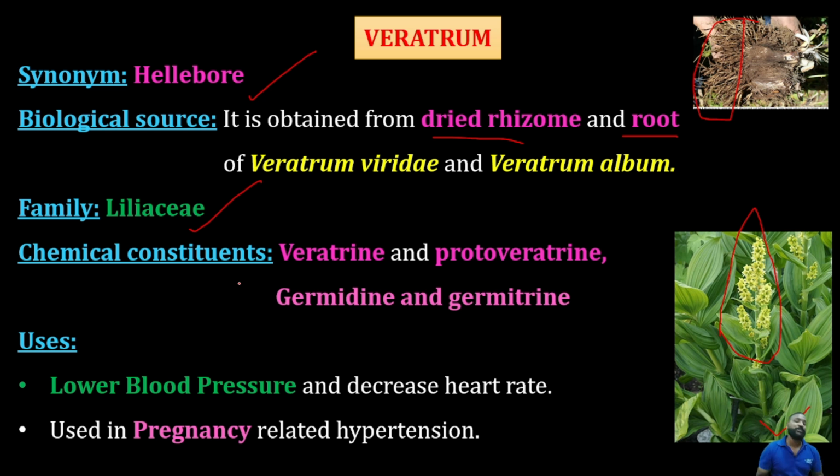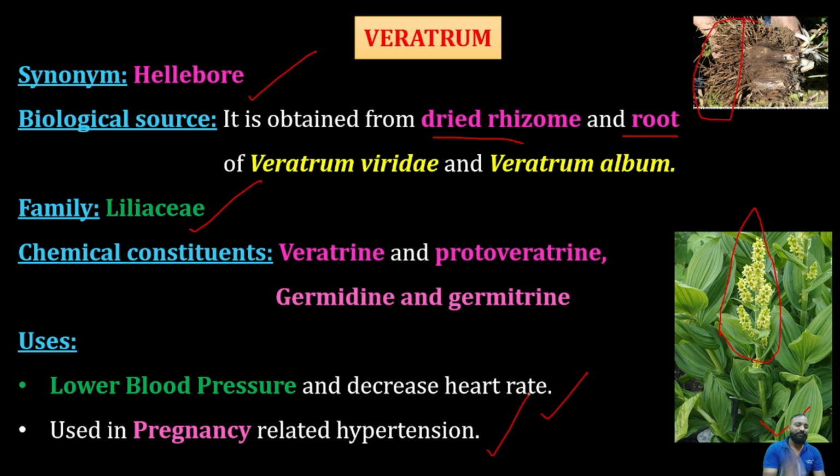But what will be the uses? We started with the steroidal nucleus, so the uses will also change. Here mostly they are antihypertensive, hypotensive drugs. So we can reduce high blood pressure and decrease heart rate, so they act on the heart as well as on blood pressure. Okay, and they are used in pregnancy related hypertension.